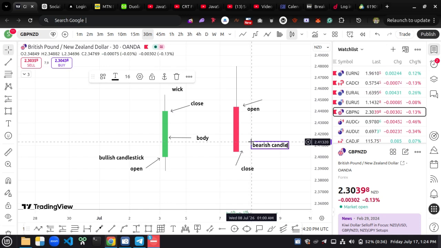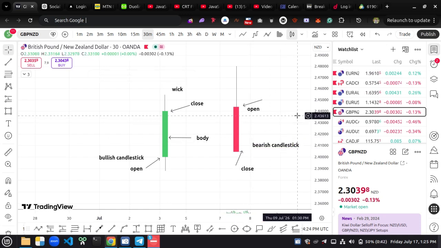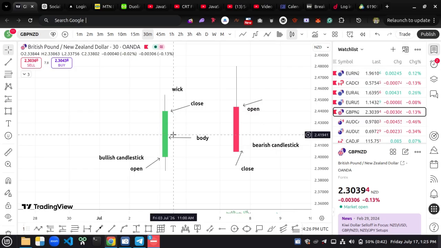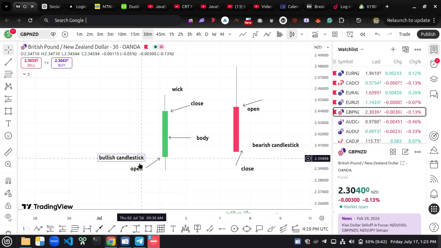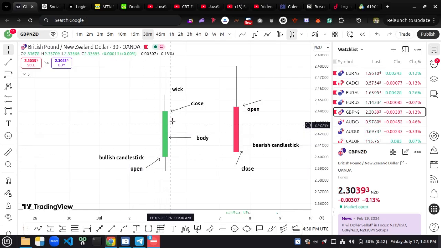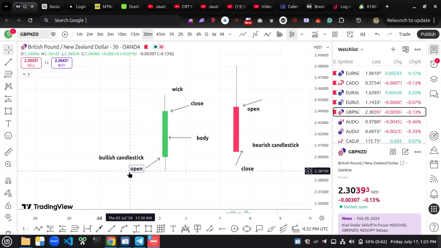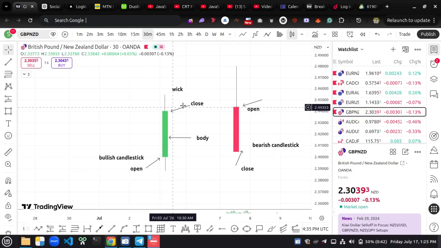Bearish candlestick. This is a bearish candlestick, this is a bullish candlestick. Let me come again. For a bullish candlestick, the open is usually lower than the close. The close is higher than the open for a bullish candle. It opens at this point, it closes at this point.